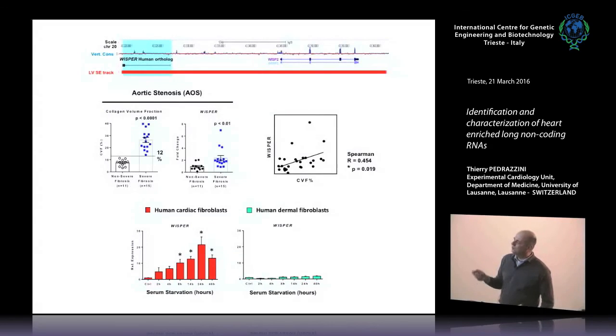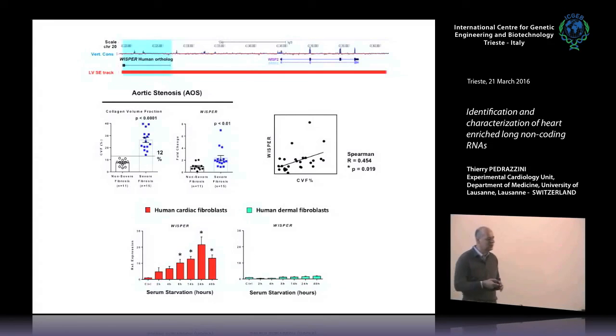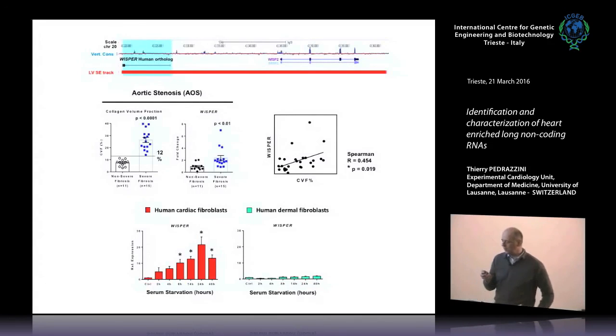And this is again the human data. We can now detect WHISPR in the hearts of these patients. These are aortic stenosis patients. You see that the collagen volume is different between these two cohorts, which is why we selected those. So you have severe fibrosis in one case, non-severe fibrosis in another, and the transcript directly correlates with the amount of fibrosis. And again, specificity here. Human cardiac fibroblasts do express WHISPR, whereas human dermal fibroblasts do not induce WHISPR, suggesting that we can now use this target for modulating fibrosis in the hearts of human patients.